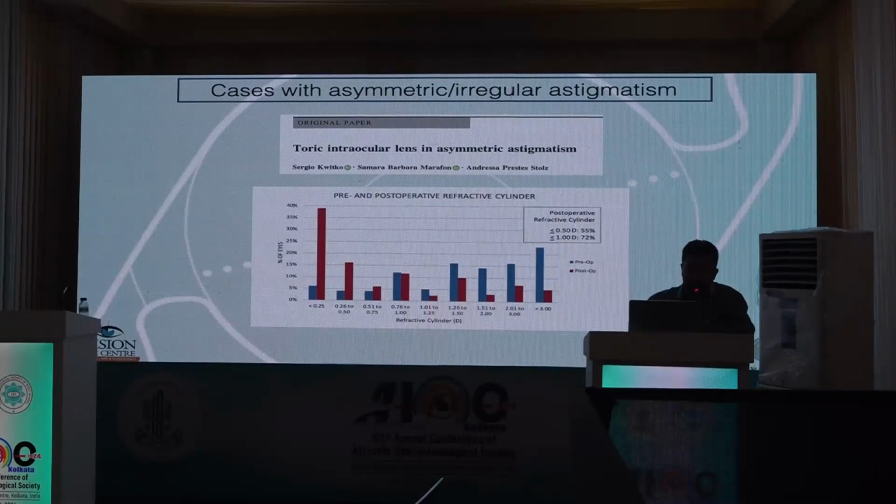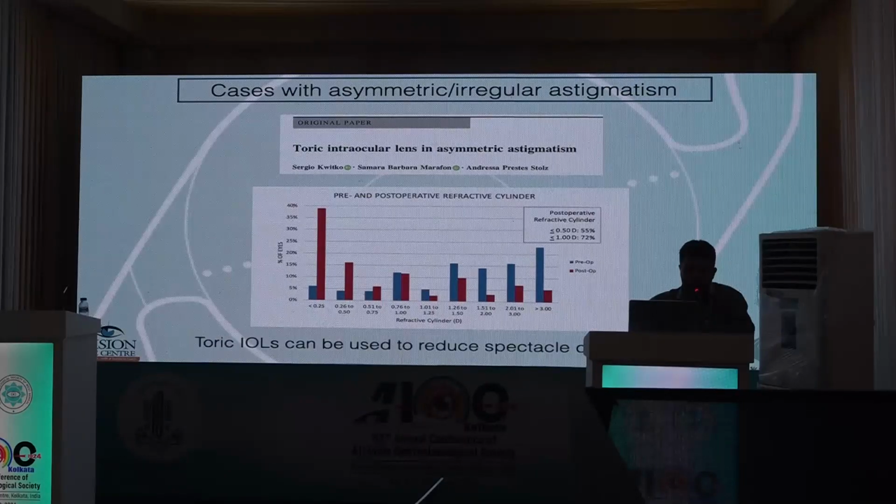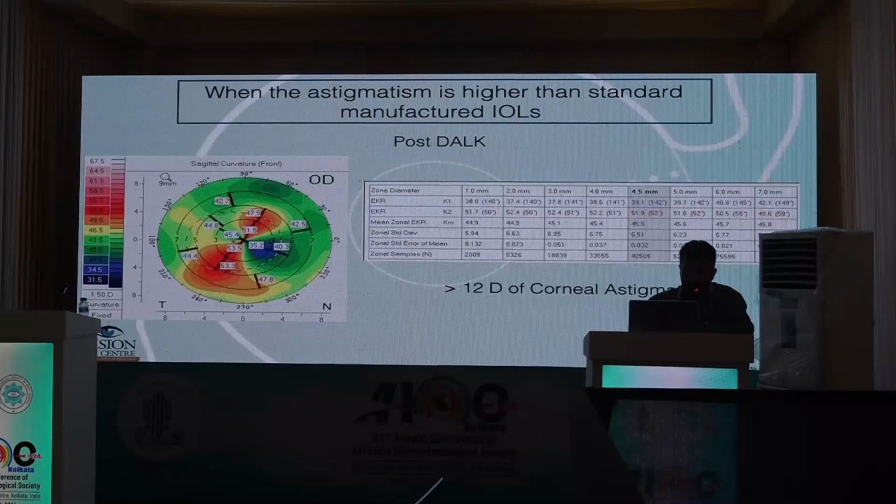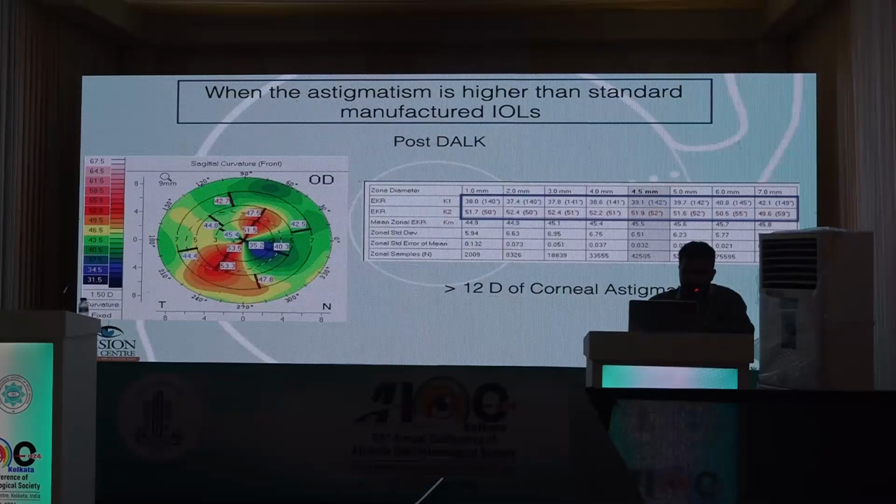What about when you have asymmetric or irregular astigmatism? Here, in a lot of post-keratoplasty eyes, you do have some component of irregular astigmatism. Now, similar to keratoconus, you can use Toric IOLs to reduce spectacle dependence. You can use them to debulk the astigmatism, but you cannot use them to eliminate astigmatism, and that's something you should be aware of. There are a lot of post-keratoplasty cases with huge amounts of astigmatism, and not many Toric IOLs are manufactured in that range, such as this patient who was post-DALK, and you can see has more than 12 diopters of corneal astigmatism.